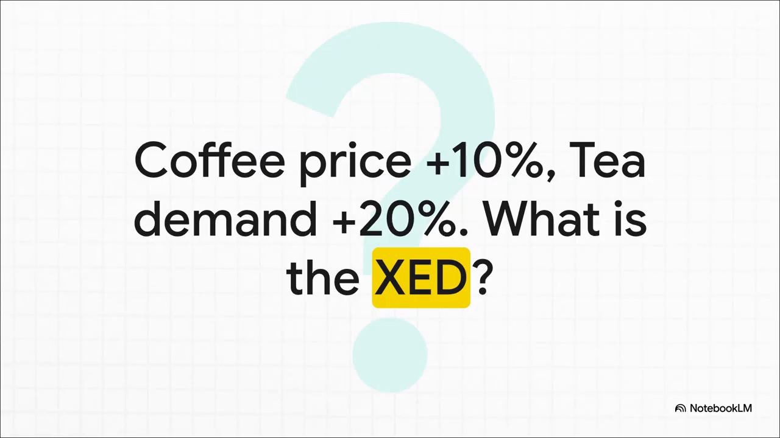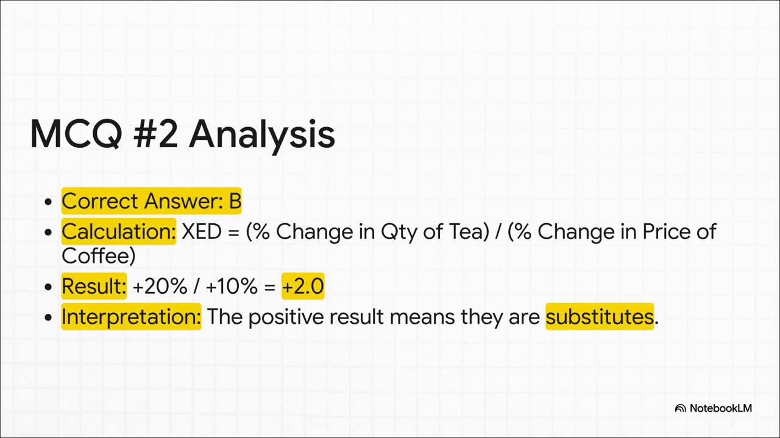All right, let's put that to the test with a calculation question. If the price of coffee goes up by 10% and the quantity of tea demanded goes up by 20%, what's the cross-price elasticity and what kind of goods are they? Pause and work it out. The correct answer is B. The calculation is simple. You take the percentage change in quantity of tea, which is a positive 20%, and divide it by the percentage change in the price of coffee, a positive 10%. That gives you positive 2.0. The fact that the number is positive immediately tells you they are substitutes.